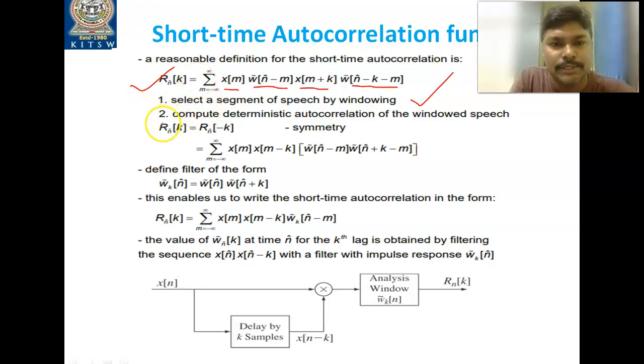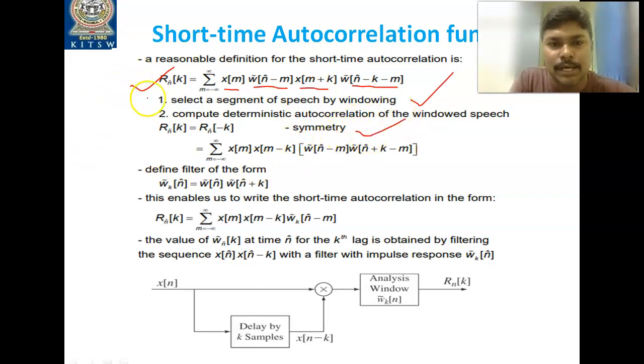And the second point is to compute the deterministic autocorrelation of the windowed speech. So for the windowed speech, we are going to be calculating the short-term autocorrelation function. That's all. Now, the symmetry property is a very important property here.